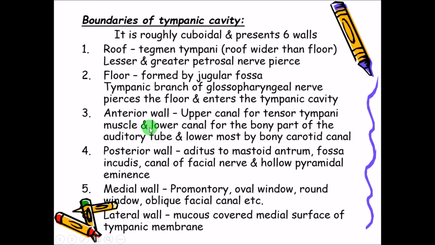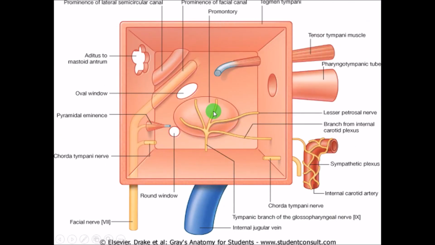Coming to the medial wall, you can see there is the promontory, oval window, round window, and oblique facial canal. So here you can see the promontory. This is the invagination here into the middle ear. This is the promontory, and here you can trace the oval window above and the round window below, and also the process of the facial canal passing through this wall.